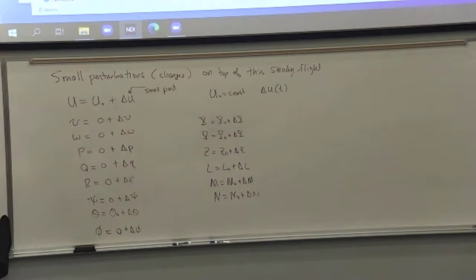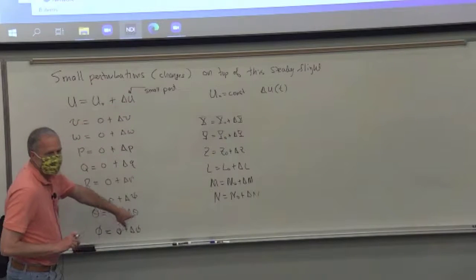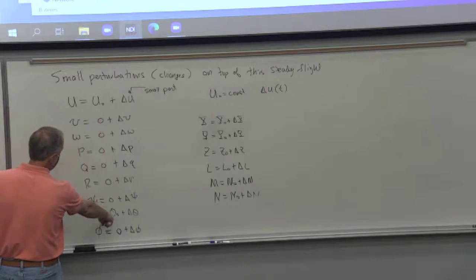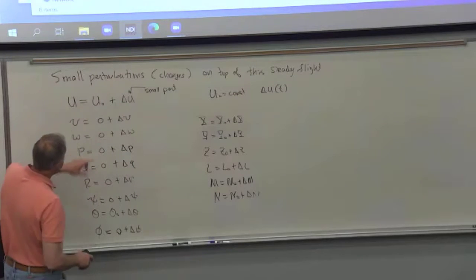Some books, when they do this, will use capital letters for the steady state part and then lowercase for the perturbation part. Often when you're handwriting it, or even typesetting it in the book, it's hard to tell, especially with angles, what's capital theta and what's small theta. So this book does what I think is really smart, which is that they put the 0 on the steady state part to indicate that.